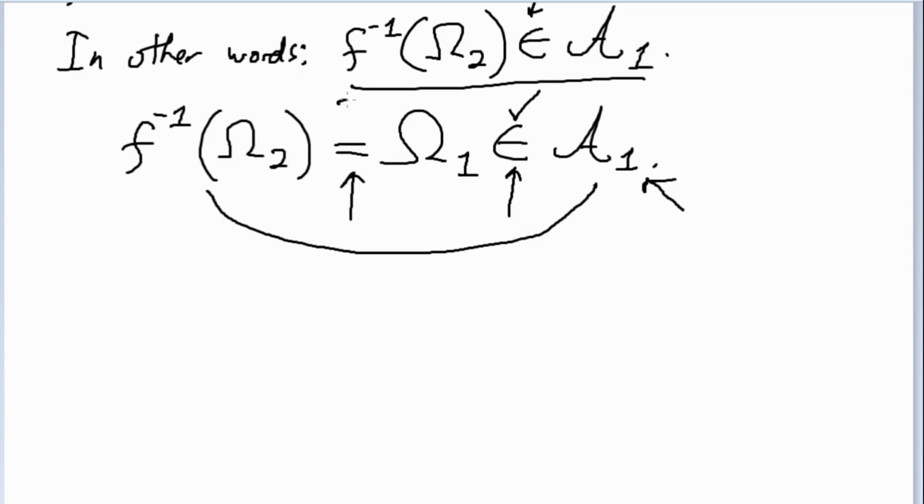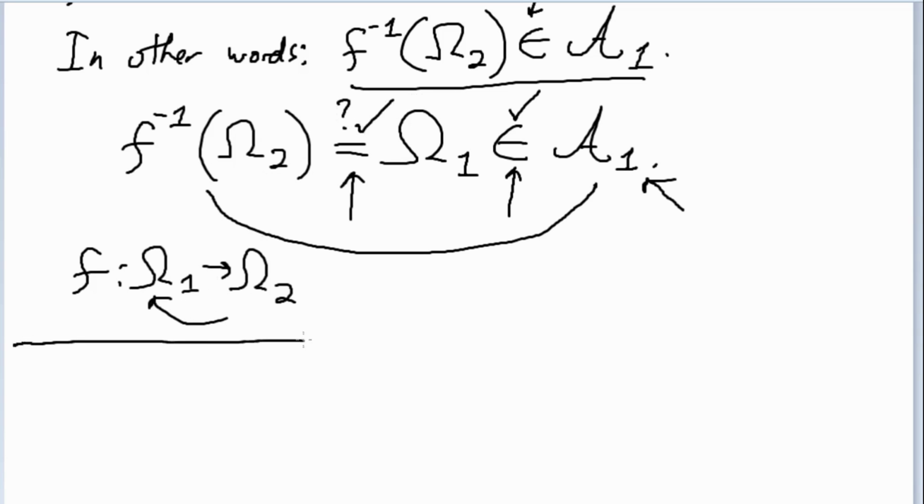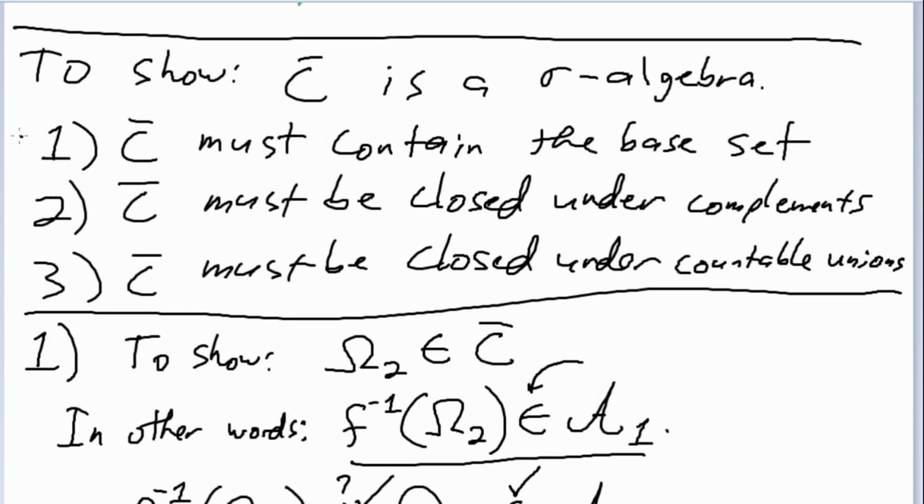Now, is this the case here? Is the pre-image of omega 2 under F indeed omega 1? Well, let's think about that. F is just a function from omega 1 to omega 2, which means if I take any elements of omega 2 that have been mapped onto by f, then they must have come from where? From omega 1, right? In other words, the pre-image of omega 2 is omega 1. So that is indeed true. Get a check mark for number 1.